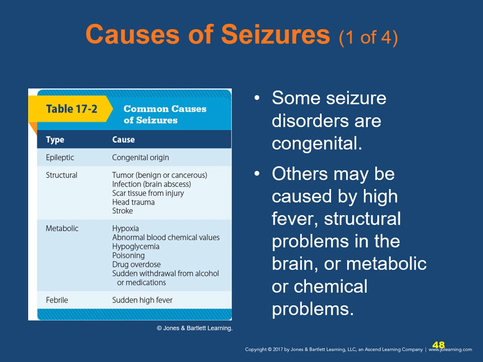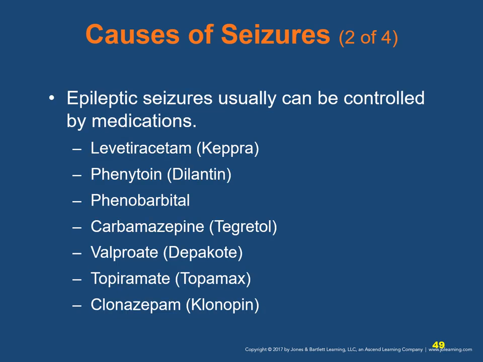This slide shows causes of seizures. In some seizure disorders, such as epilepsy, these seizures are congenital. Others may be caused by high fever, structural problems in the brain, metabolic or chemical problems in the body, or may be idiopathic, where the cause cannot be determined. Epileptic seizures usually can be controlled with medications.